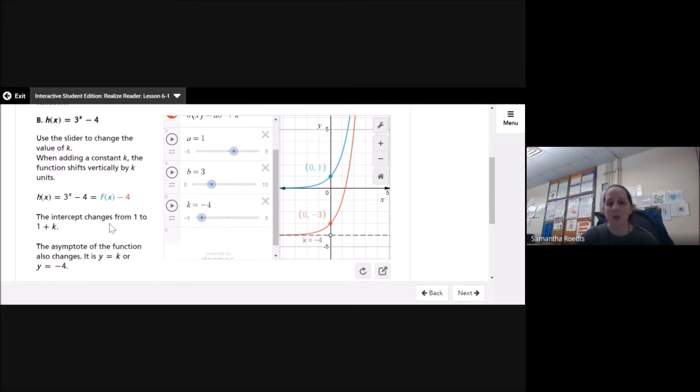So the intercept changes from 1 to 1 plus k. The asymptote of the function also changes. So it is y equals k or y equals negative 4.